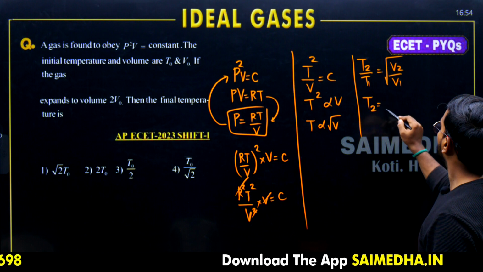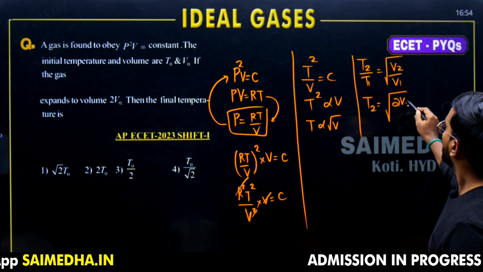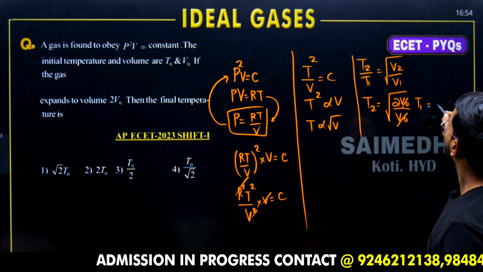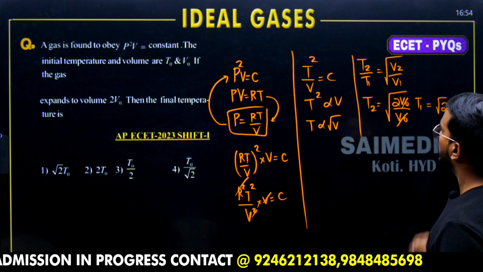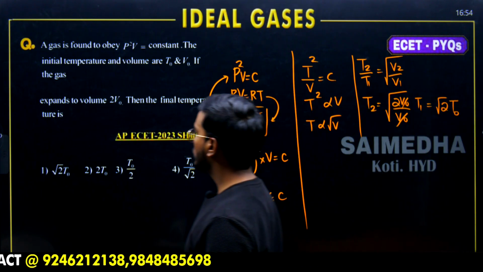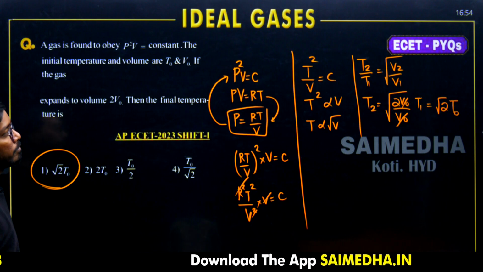Where V2 is how much? 2V0. V1 is how much? V0. V0 cancels. What is the answer now? Root 2 T, where initial temperature is T0. So this is going to become your correct answer: root 2 T0. Go through it.